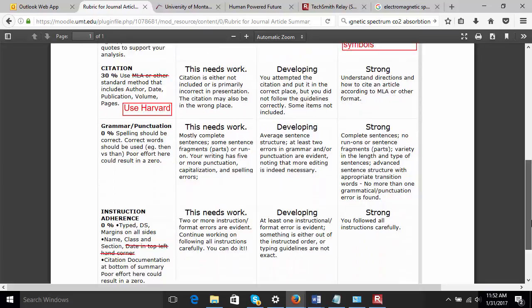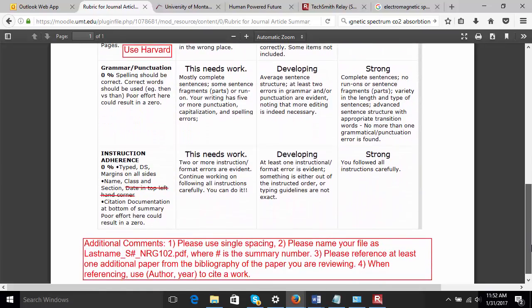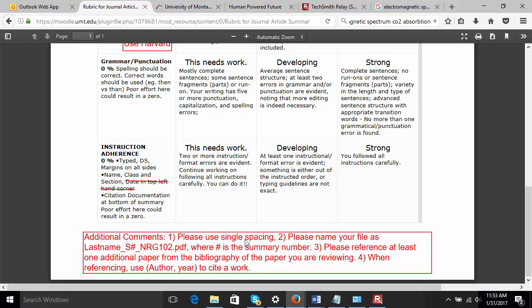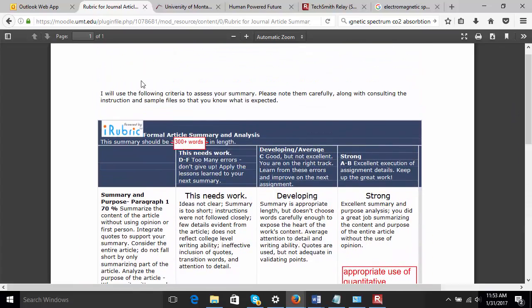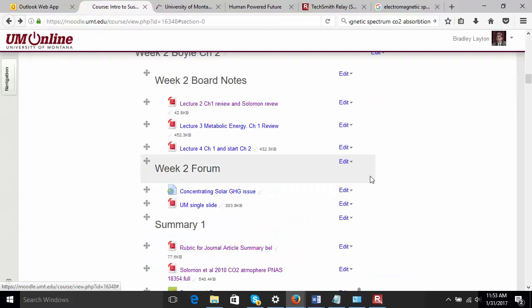It's not a bad idea. Go ahead and use single spacing. When you turn it in, use your last name, and then summary 1, summary 2, energy 102. Yeah, so that's how I will grade these. Take a look at that. So again, you need at least one equation, 2 references, 300 plus words.